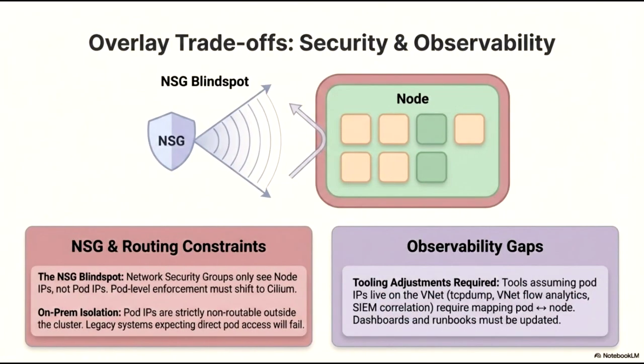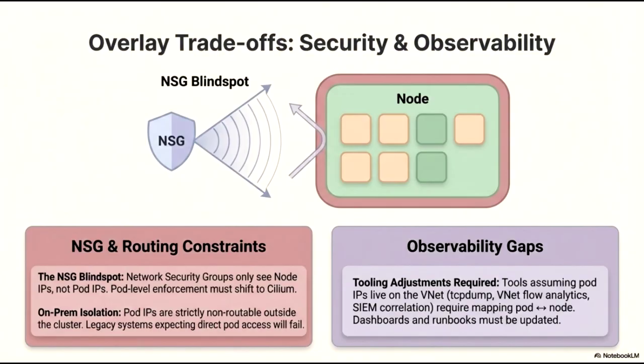When implementing an overlay network, we must carefully consider the trade-offs regarding security and observability. One of the primary challenges is what we call the NSG blind spot. Because network security groups only see node IPs rather than individual pod IPs, pod-level security enforcement can no longer be handled at the infrastructure level and must instead shift to a tool like Cilium. Furthermore, we encounter routing constraints, where pod IPs are strictly non-routable outside of the cluster. This creates a state of on-prem isolation, meaning legacy systems that expect direct pod access will fail to connect.